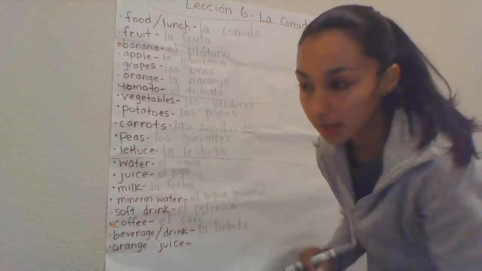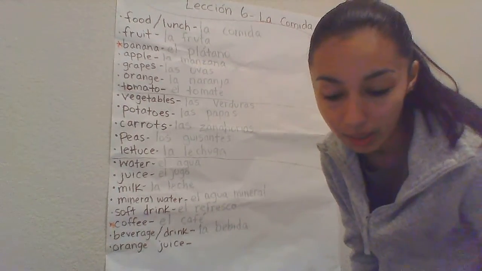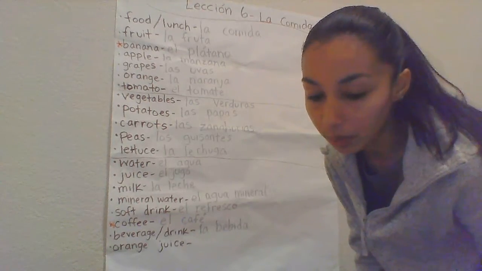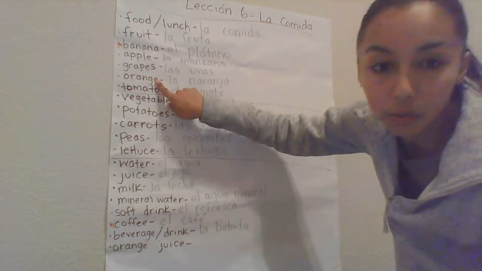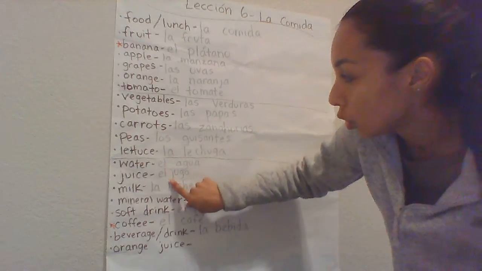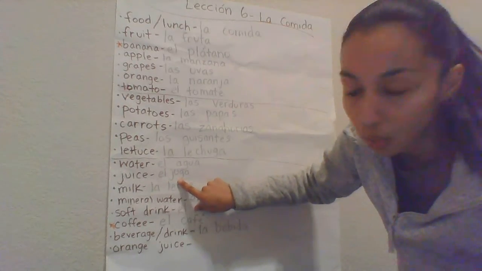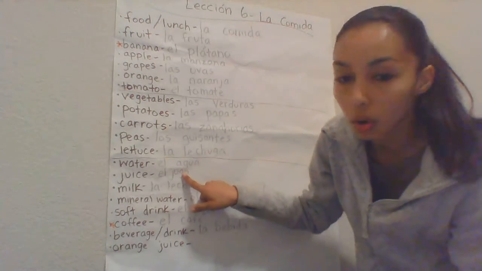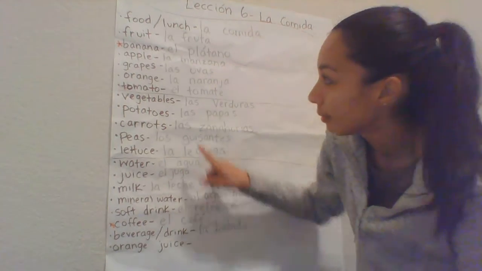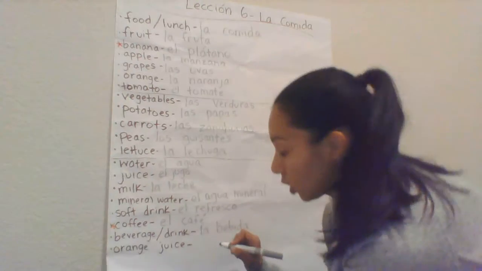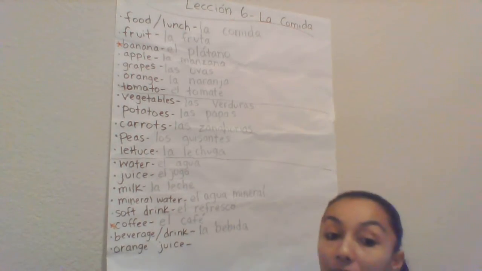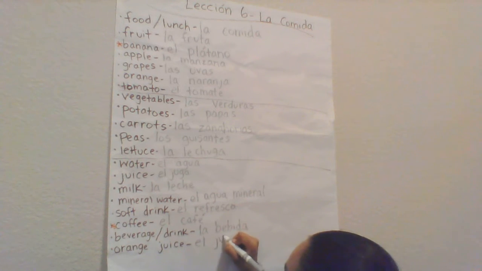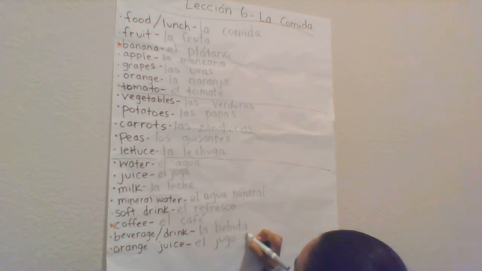And the last one seems kind of long, but it's kind of combining two of our words. Orange juice, right? We have the word orange in our fruit, and then we have juice down here with our drinks. El jugo. We're just going to call this orange juice. El jugo de naranja. So kind of long, but it's just combining those words.